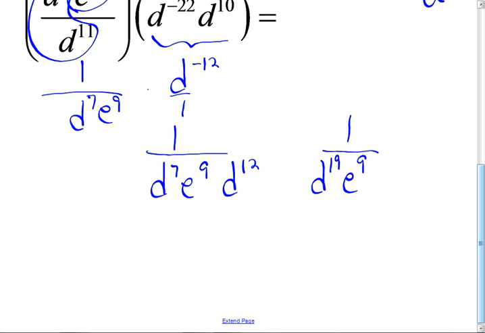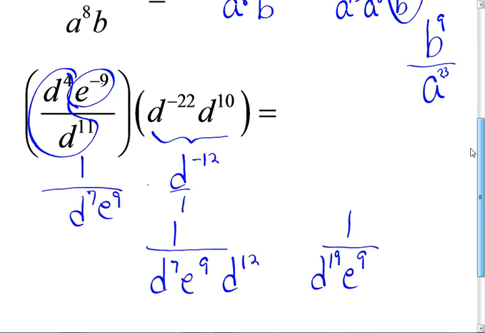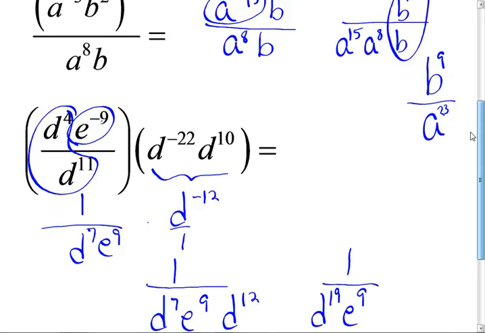My recommendation is to get rid of those negatives, because otherwise you could do 4 minus 11. I just think it's harder. So when you get to a problem, just rewrite everything with positive exponents, and I think everything's going to be a lot easier.